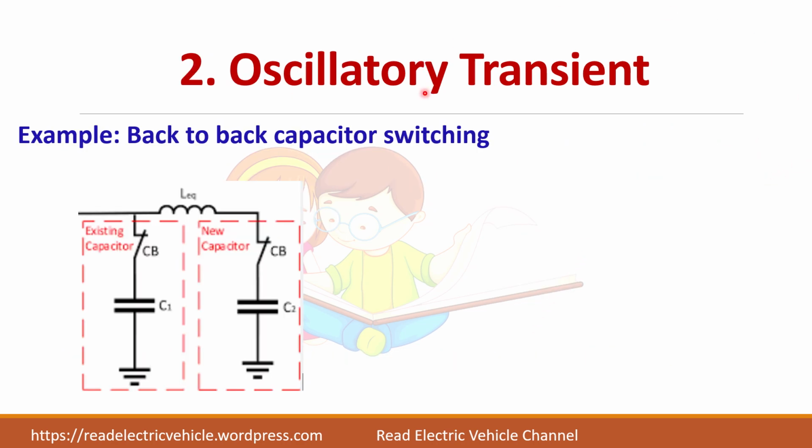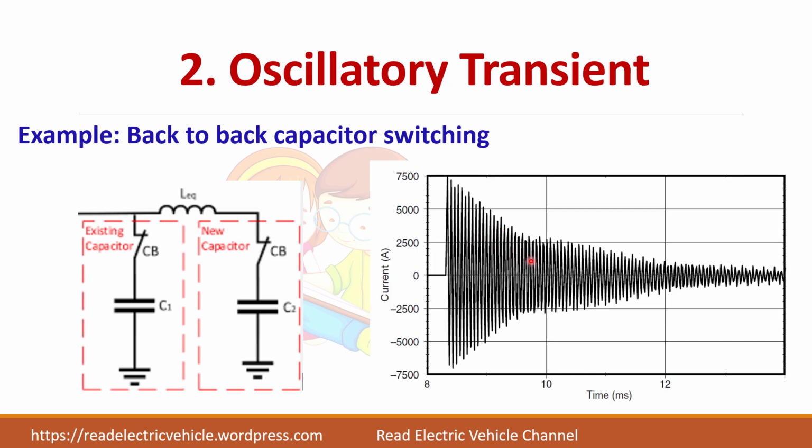Next we will see about oscillatory transient. You see here a capacitor is connected to the power line, and if you are connecting another capacitor to the line, you get some oscillatory transients in the waveform. So which we call oscillatory transient. So it goes up and down, up and down. So this is oscillatory in nature. So the best example is back-to-back capacitor switching can cause oscillatory transient.